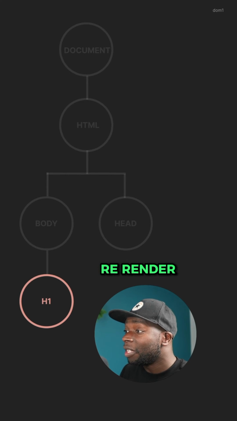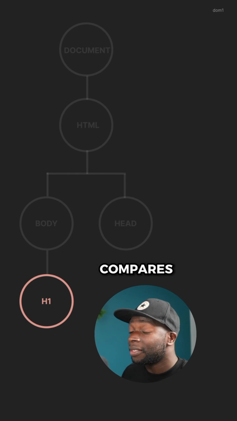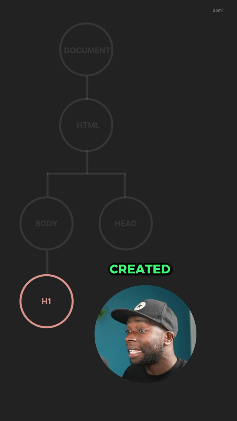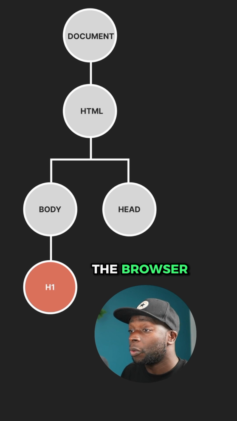This will only re-render the component that has been updated to a new virtual DOM instance. React then compares the new virtual DOM instance to the virtual DOM that was first created. After React figures out the differences between both virtual DOMs, it will apply these changes to the real DOM, and then the browser will repaint the screen.